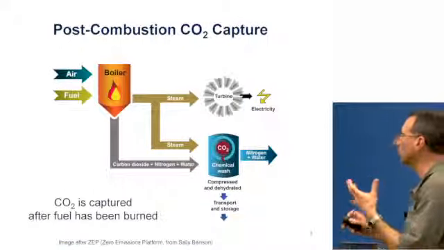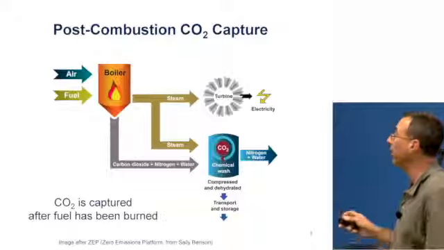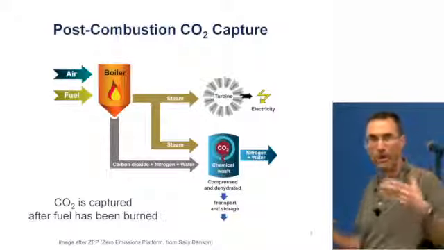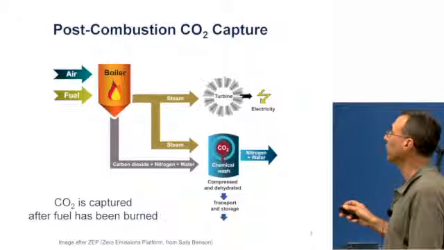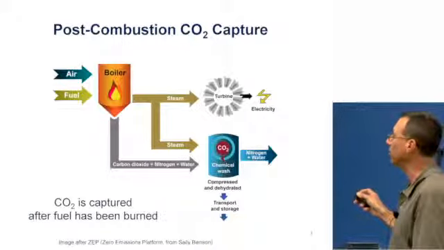If we look at it schematically, this is more or less what I just said. We've got air plus fuel. We can think of it as coal, but it could also be natural gas. We're burning a carbon-based fossil fuel here. There's the boiler. We generate steam. It turns a turbine and provides electricity.